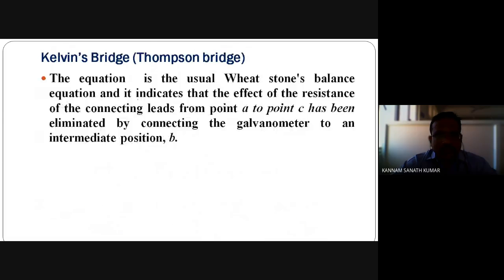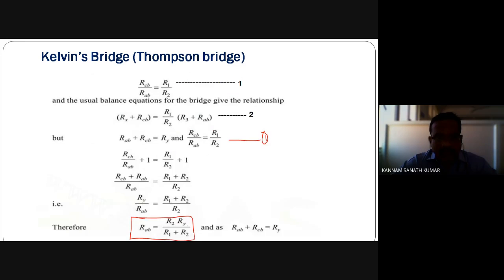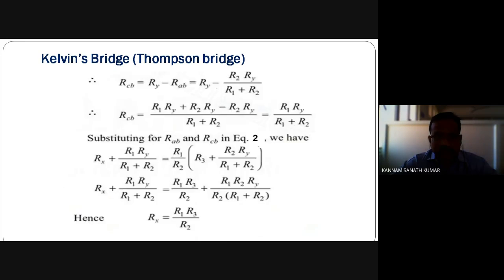So RCB equals Ry minus RAB. Substitute the RAB value in this equation: Ry minus R2 into Ry divided by R1 plus R2. Now take LCM: R1 Ry plus R2 Ry minus R2 Ry divided by R1 plus R2. So R2 Ry gets cancelled. What is remaining? RCB equals R1 Ry divided by R1 plus R2. So this is the expression for RCB.